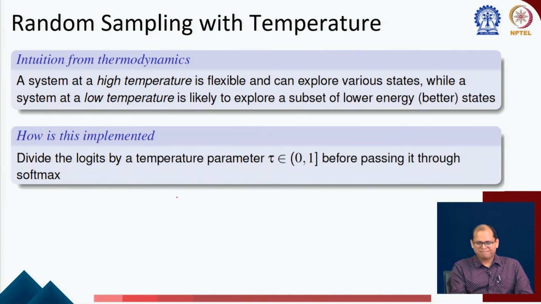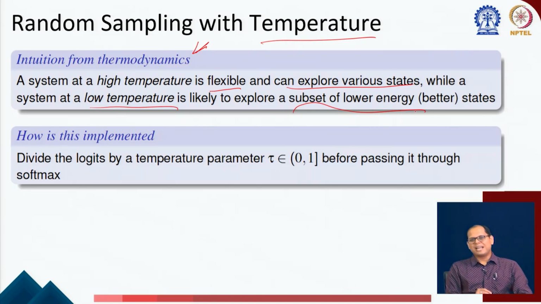Why temperature? This has some indication from thermodynamics. A system with high temperature is much more flexible and can explore various states, while a system at low temperature is likely to explore only a subset of the lower energy states. That means at a high temperature, you would explore much more of the vocabulary space. At a lower temperature, you will explore a much smaller space of the vocabulary.